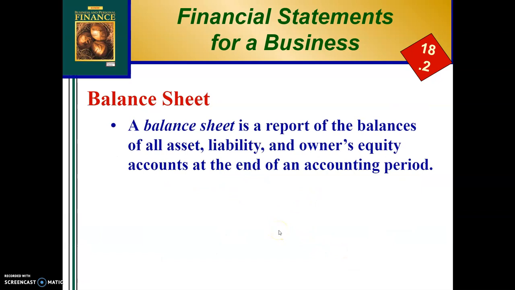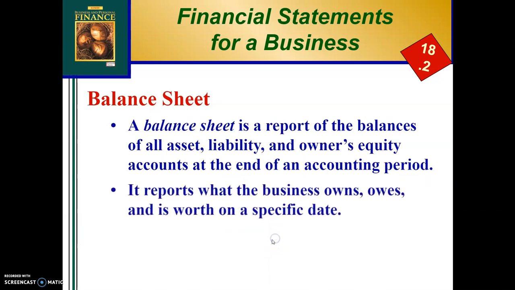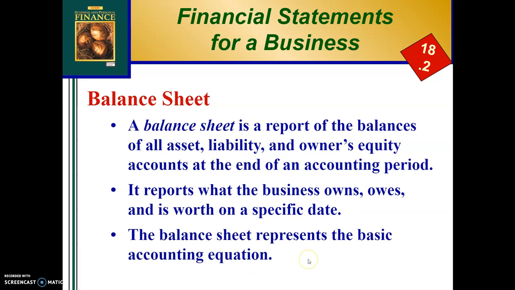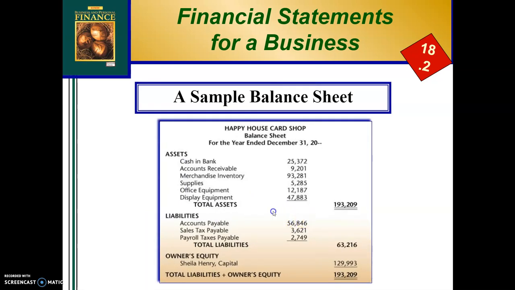Now the balance sheet is a report that balances all of our assets, liabilities, and owner's equity. This is the balancing of the accounting equation. It reports what the business owns, owes, and its net worth on a specific date or point in time. The balance sheet represents the basic accounting equation. So a balance sheet would look like this.